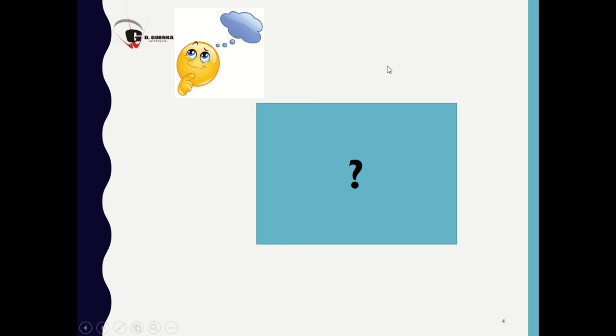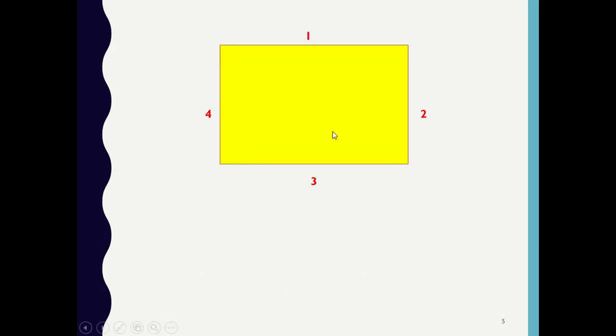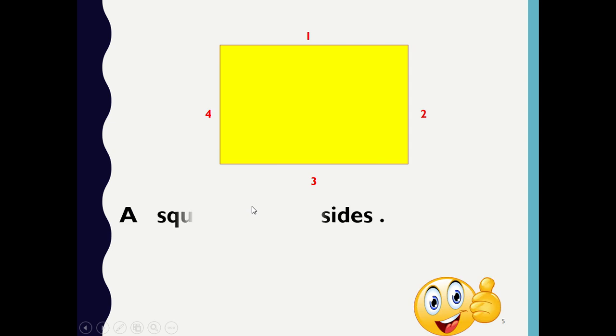What is this? Which shape is this? Yes, a square. So children, what is a square? Let's see. A square has four sides. You can see 1, 2, 3 and 4. It has 4 sides.